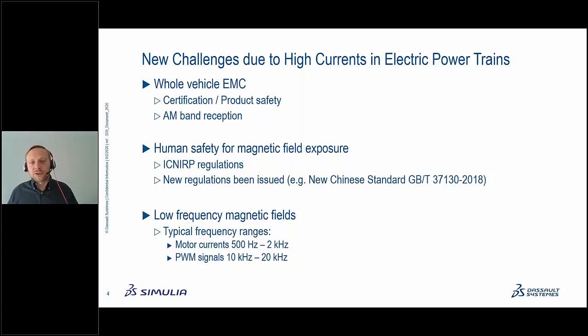They are not only the ICNIRP; also, for example, on the Chinese market, there are new regulations which even make sure that the magnetic field is below a certain threshold for very different driving scenarios of the electric car. Of course, the magnetic field depends on the power that the motor is currently providing, and all these things need to be tested. And this is my topic for today.